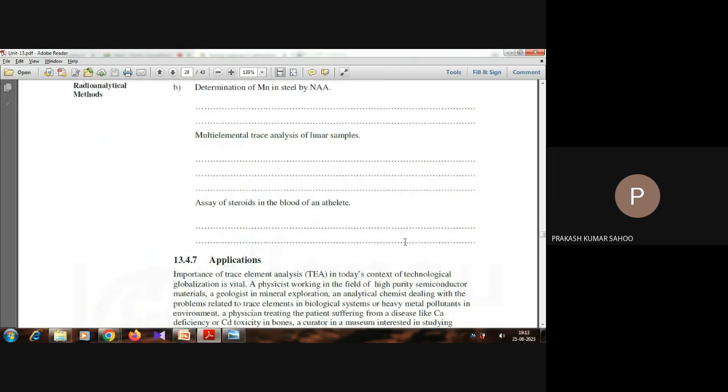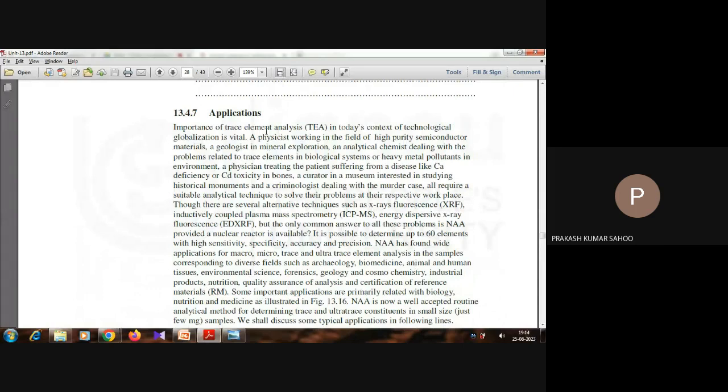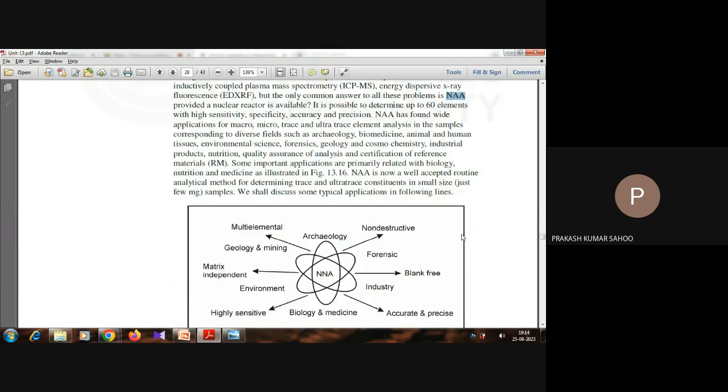So this is very specially applied field things, and these are the applications of neutron activation analysis. As I mentioned, ICP-MS, that is inductively coupled plasma mass spectroscopy, or X-ray fluorescence, or EDXRF. NAA is very much unique with respect to these techniques, because it is a very precise analysis of the analyte.